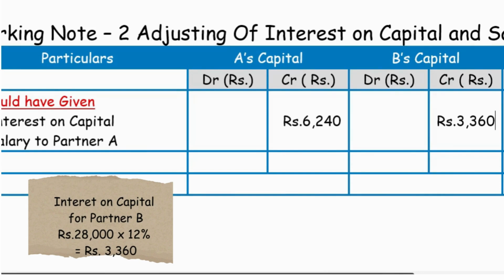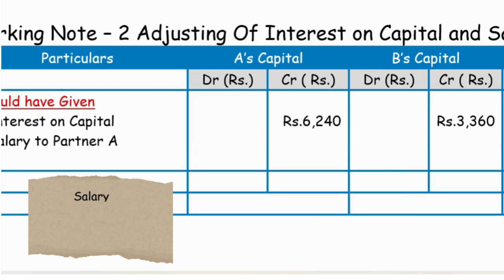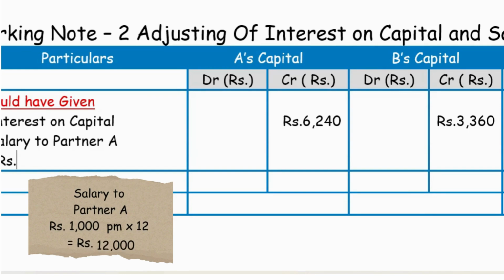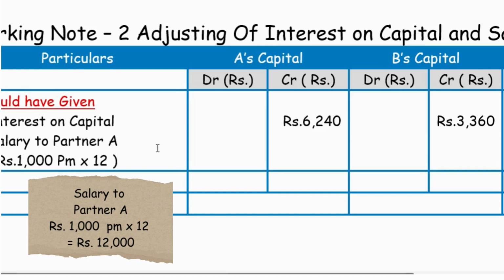When a partner receives money, they will get the credit, and partner A is getting a salary of rupees 1,000 per month, 1,000 per month for 12 months. Partner A is getting a salary.